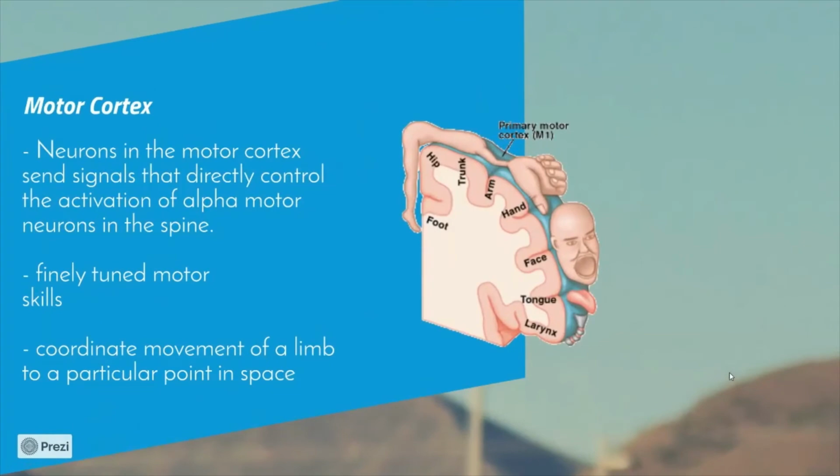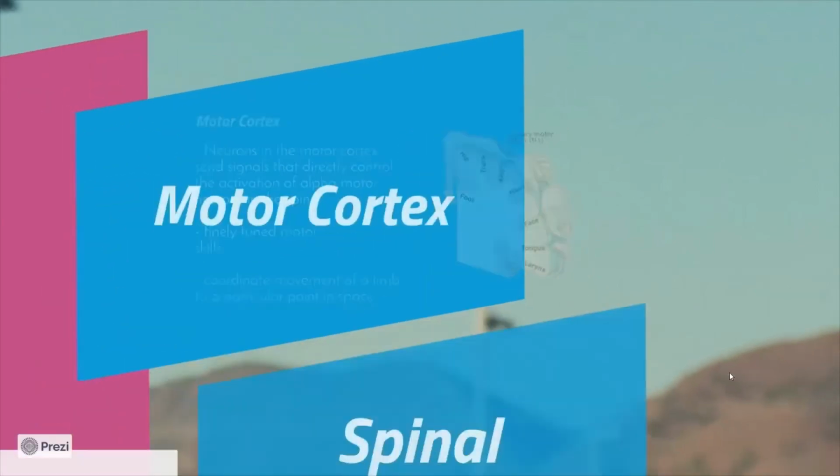The motor cortex is the region of the brain in which the neurons send signals that directly control the activation of alpha motor neurons in the spine. By controlling the alpha motor neurons, the motor cortex can help finely tune motor skills, or it can coordinate movement of a limb to a particular point in space. The different regions of a motor cortex control movement of different parts of the body.